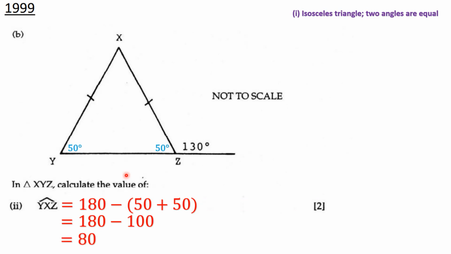And so that means that X, this angle here, because that's the one they're talking about, in the middle. They say Y, X, Z, so here they're talking about the one in the middle. So 180 minus 100 is going to be equal to 80 degrees. So x is going to be equal to 80 degrees.